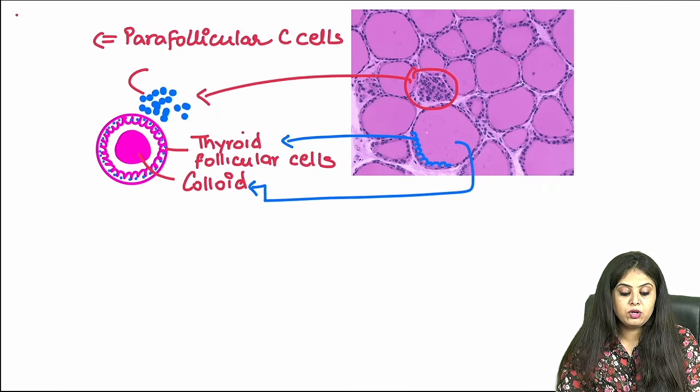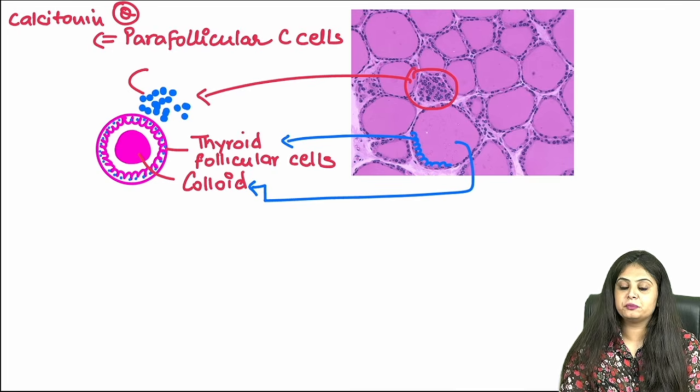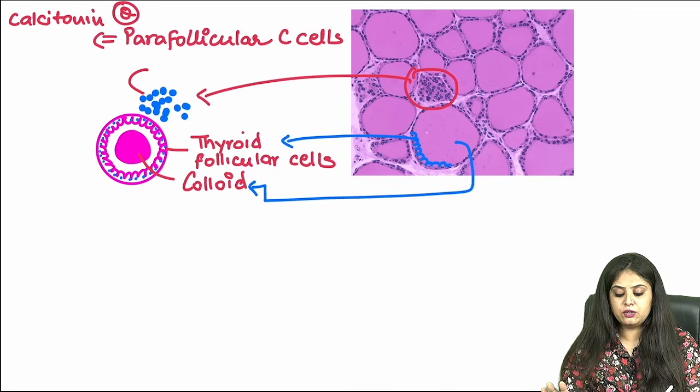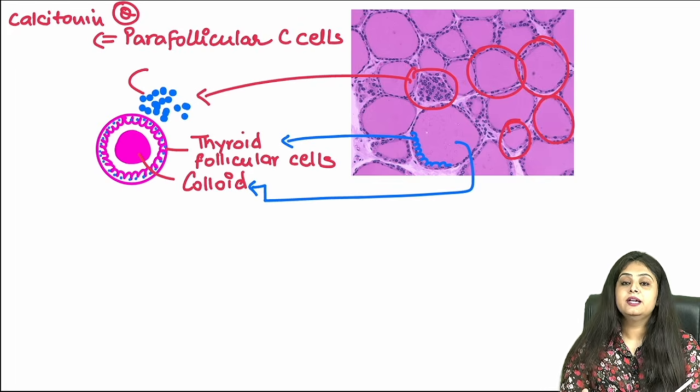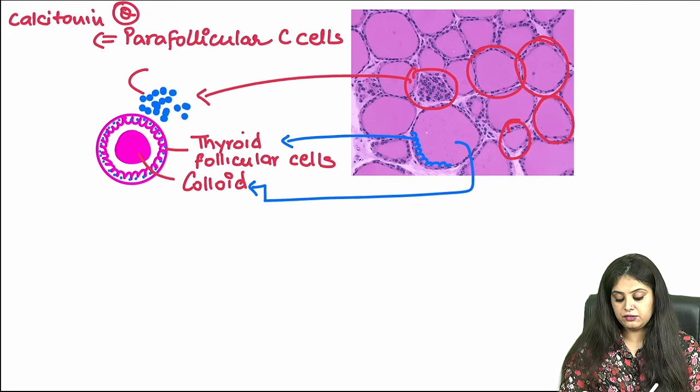Tell me, normally what do parafollicular C cells release? They release calcitonin, which is very important for you to know from a physiology point of view. Normal thyroid: these are all the thyroid follicles. They have beautiful pink colloid inside them. Okay. But now what if this thyroid gland starts working more?